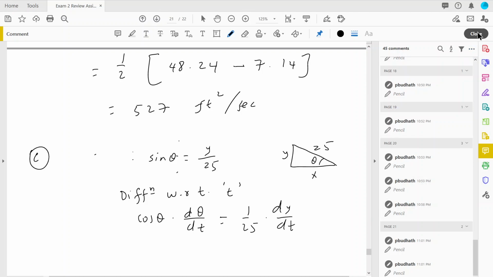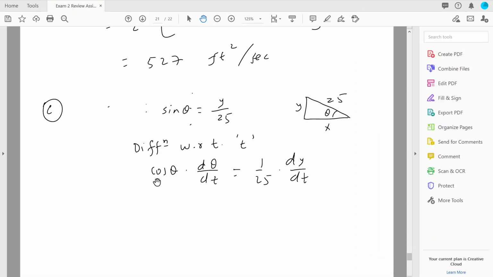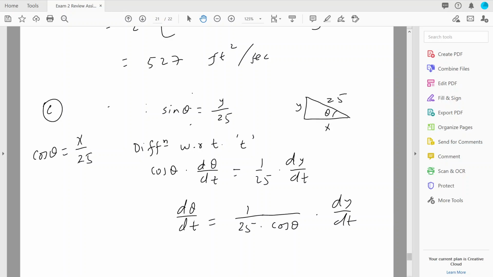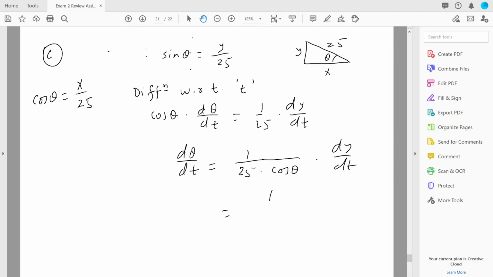So now for finding d theta over dt, we have to use the value of cosine theta, and from this picture we can see that cosine theta is base over hypotenuse, so x over 25. Okay, so I'm going to use that fact here, and d theta over dt equals 1 over 25 cosine theta dy over dt. So this cosine theta is x over 25, and the 25 and this 25 are gone.